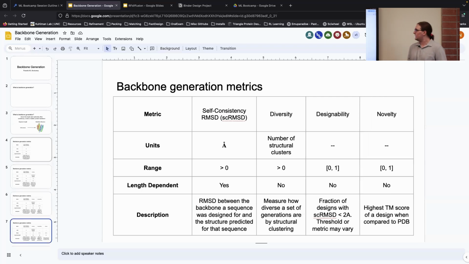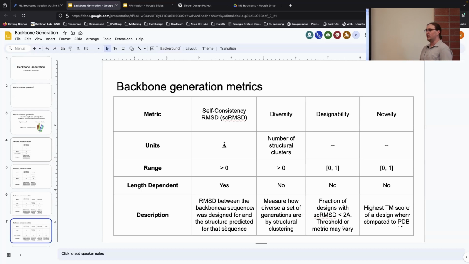And the last one I wanted to talk about is novelty. The idea here is you're generating a bunch of backbones. You're curious how similar they are to the native PDB. So you do a structural alignment comparison between the generated structures and the PDB to see what the highest average TM score with PDB structures is. This is a measure of how well the model is generalizing to structures outside of its training set, which could be bad, could be good.